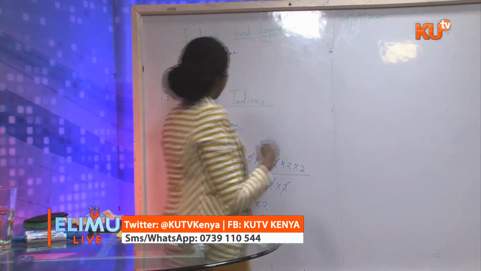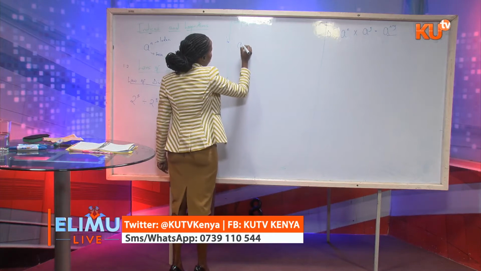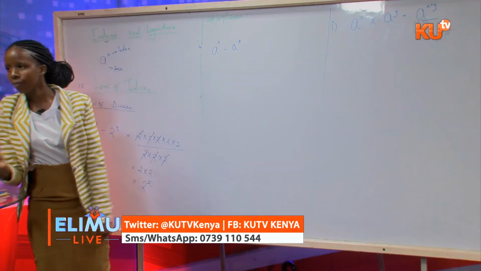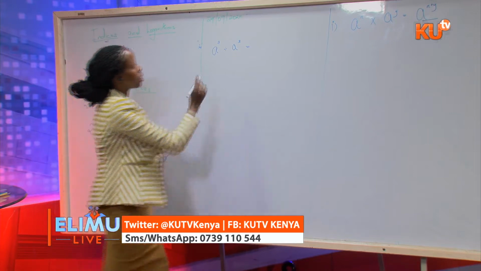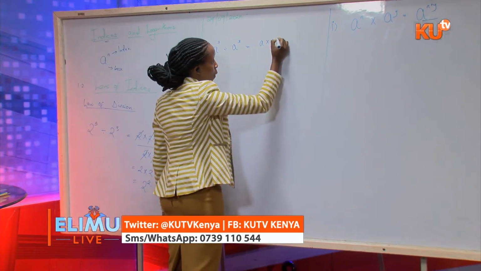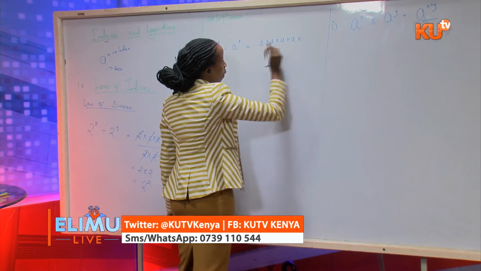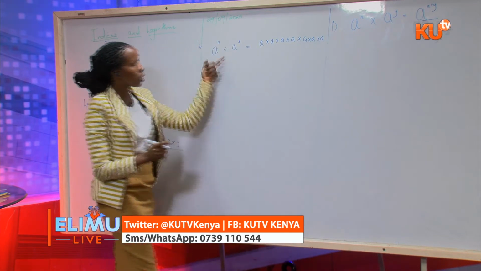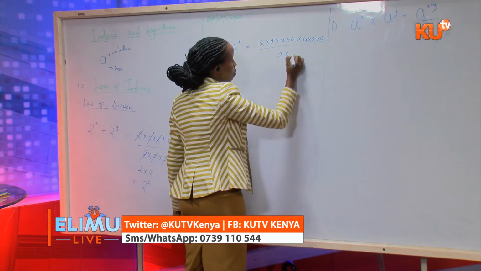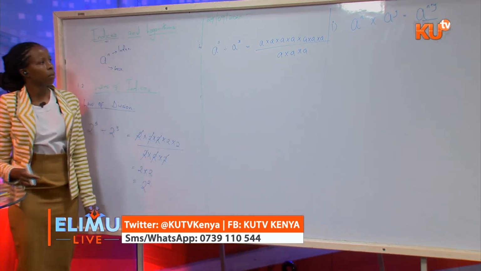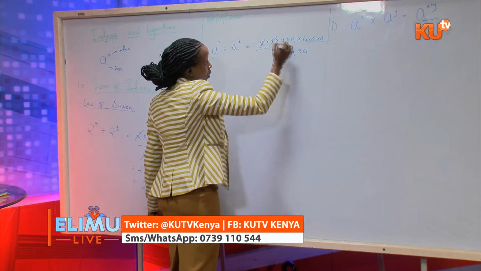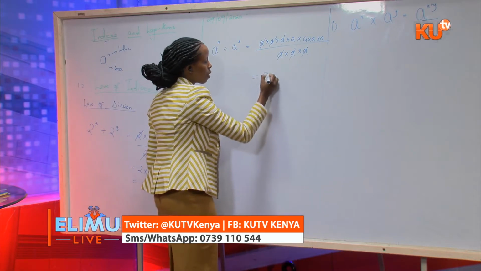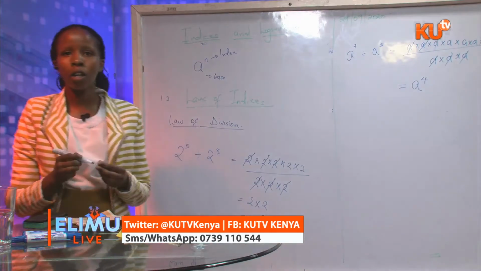So, let us also look at another one. If we have a raised to 7 divided by a raised to 3, what shall we do? Simply, this says it is a seven times: 1, 2, 3, 4, 5, 6, 7, divided by a times a times a. These will simply go with that. And what do I remain with? A multiplied by a by a by a. So this becomes a raised to 4.